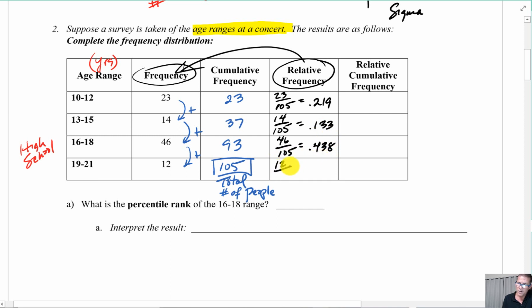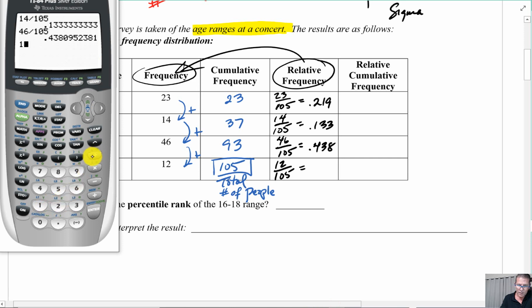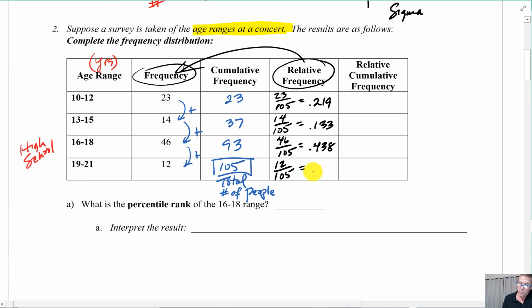And then the other one here, 12 divided by the total. That's going to be a little over 10%. Let's figure it out. 12 divided by the total, 105, and that's about 0.114. Now the relative cumulative frequency, this one right here, depends on the cumulative frequency.